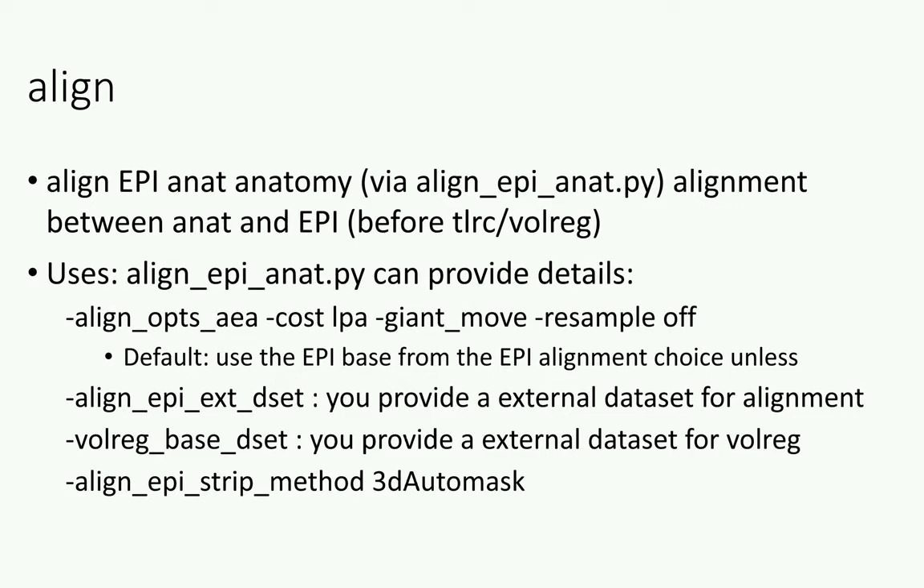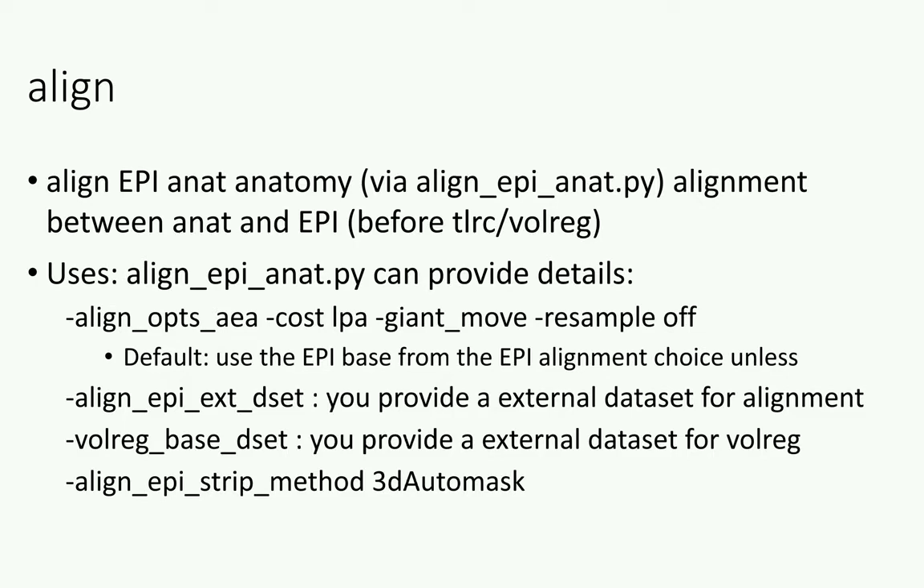The align EPI to anat step is again handled by that align_epi_anat.py that we referenced earlier, and you do it before the tlrc block, where you start combining all your different features with new blocks. So here's a common feature that you'll want to consider: adjusting the cost function of your alignment. Here, the default is a Pearson's correlation plus CZ, which is working out the best fit of a couple different correlations.